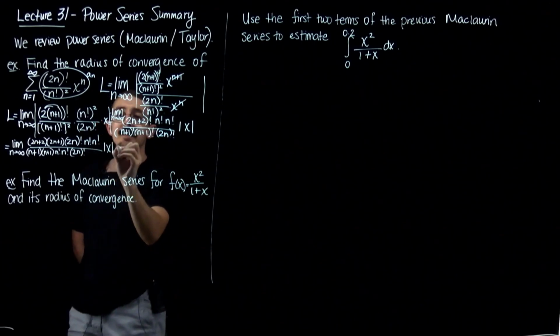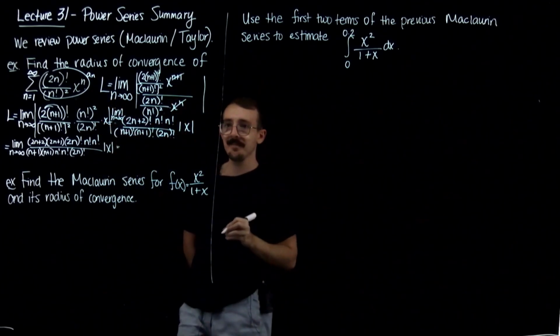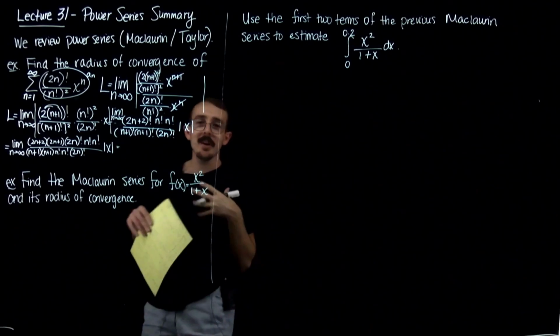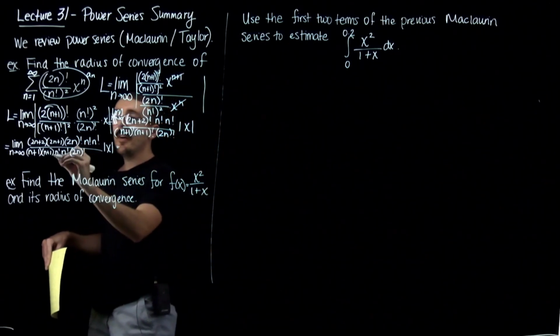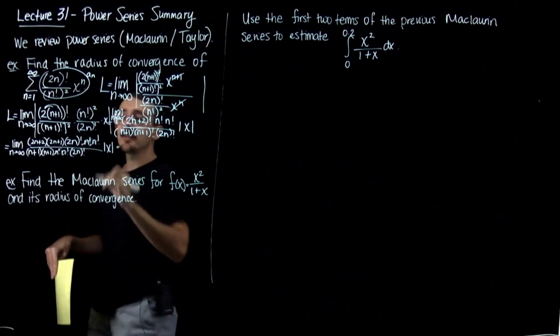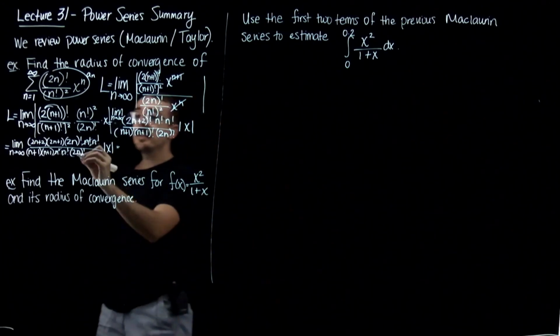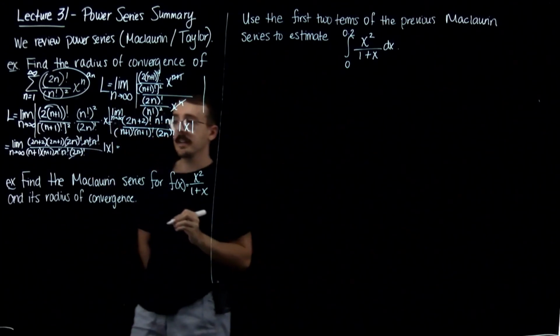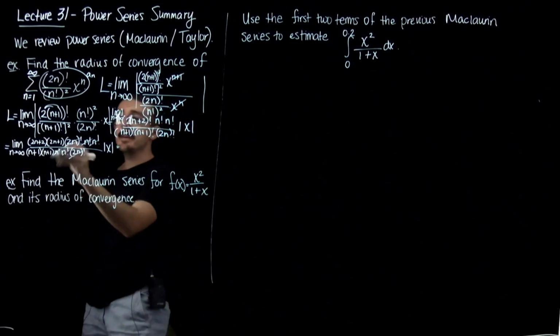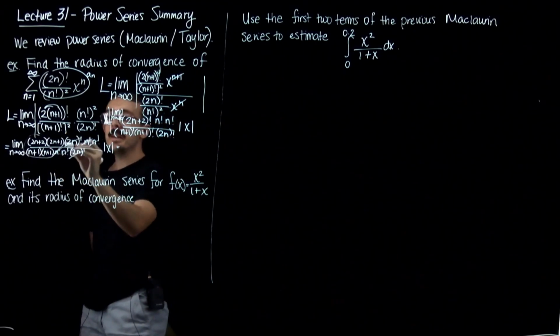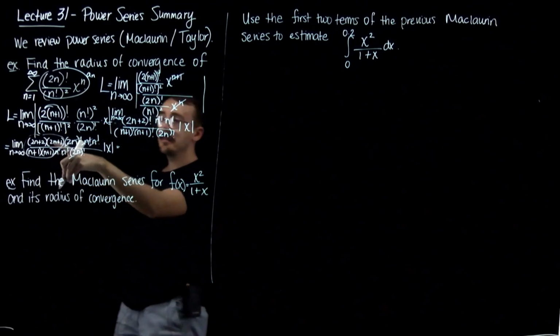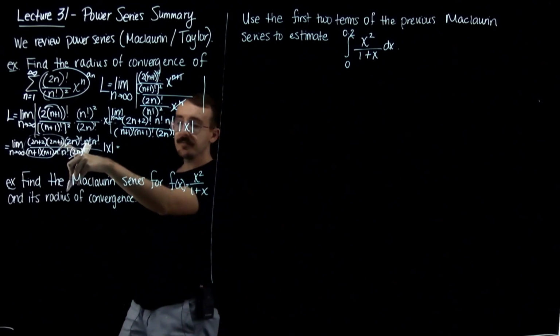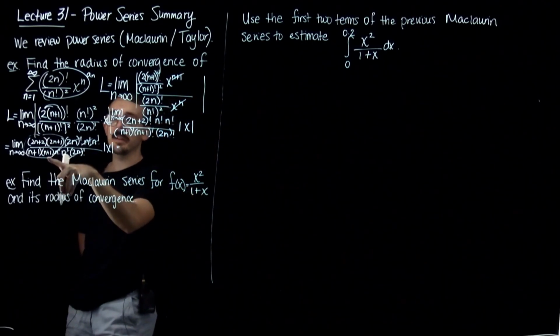And this is still times absolute value of x. So now I'm at a point where I'm just going to start crossing out a bunch of stuff. So all these n factorials in the numerator and denominator cancel. The 2n factorials cancel. And then what's the limit of this remaining piece where I have 2n plus 2 times 2n plus 1 in the numerator, and I have n plus 1 times n plus 1 in the denominator.